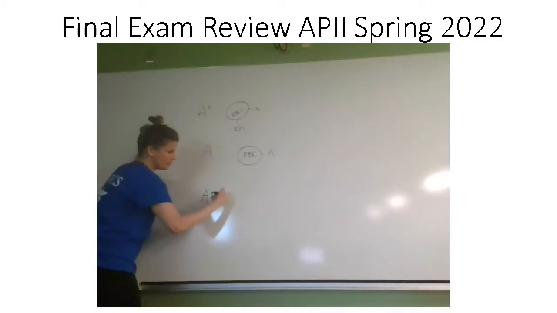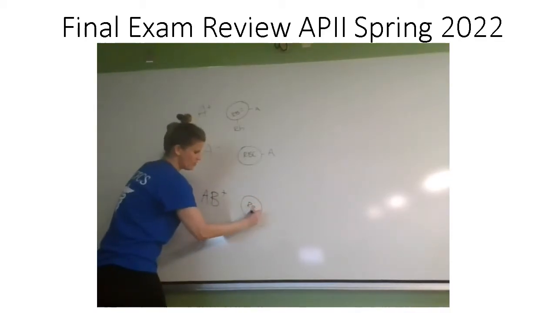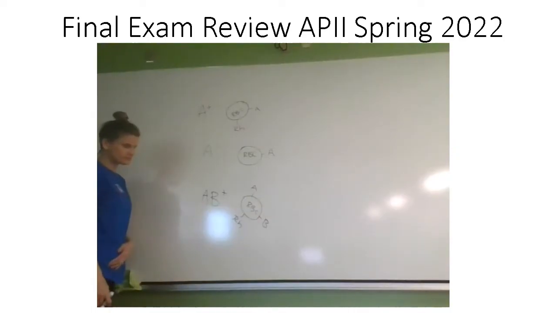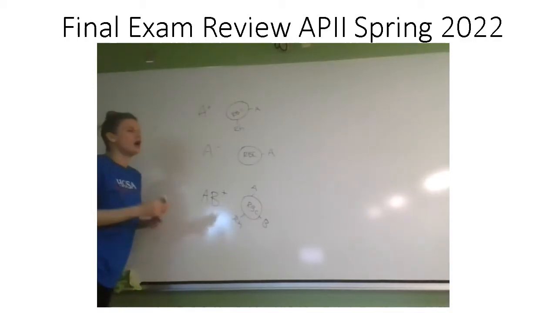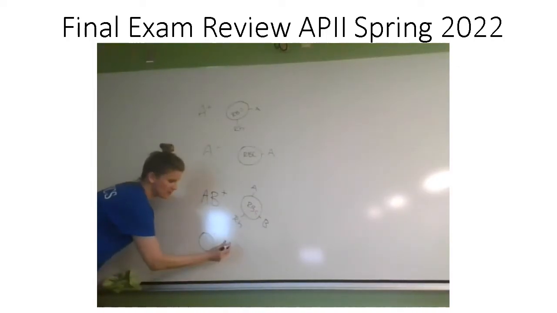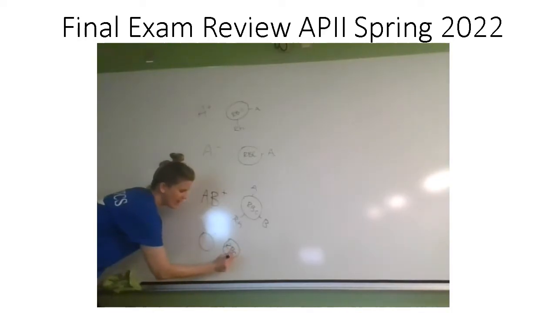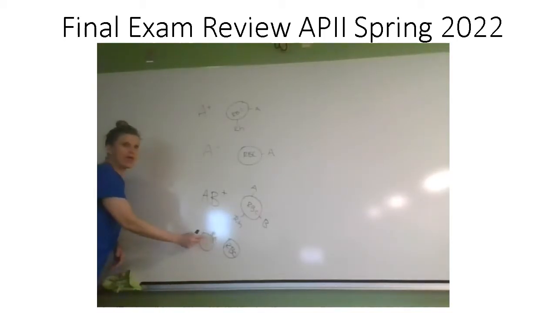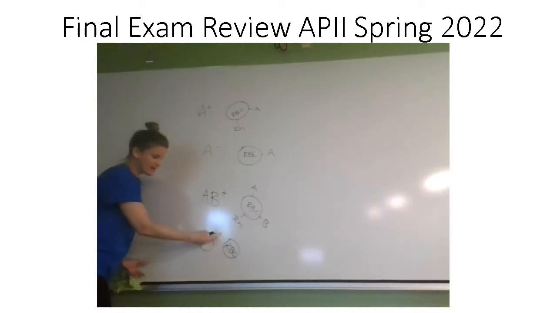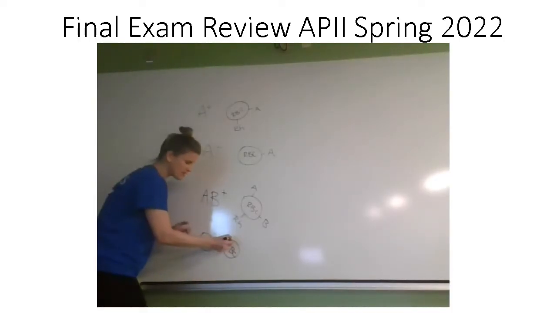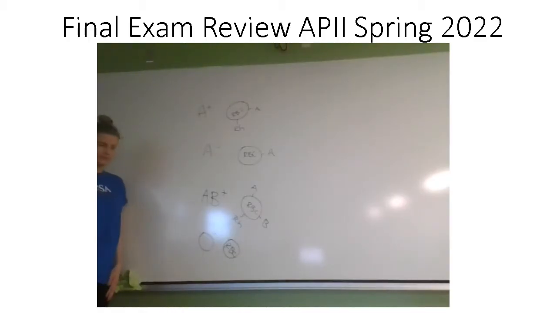AB positive, the red blood cells would have A, B, and Rh. So you get the point, right? If it's B positive, it has B and Rh. The only other kind of weird one there, remember, is O. So O negative blood, the red blood cell has no antigens on it, no identifiers at all. O means it does not have A or B. And then negative means it does not have Rh. If it was O positive, the red blood cell would only have Rh antigen on it.